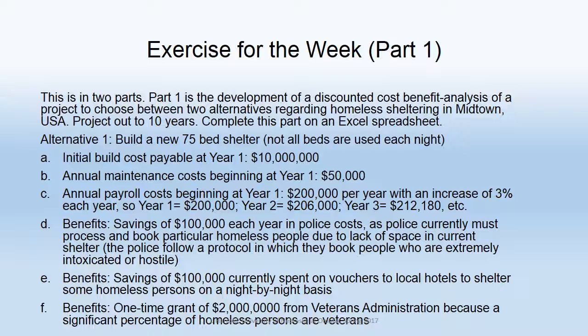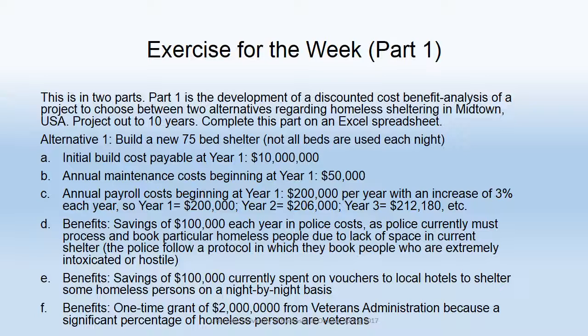So benefits, you're going to save $100,000 each year in police costs, because right now what happens in your city is police have to currently process and book particular homeless people because there's lack of space in the shelter, and they follow a protocol in which they try to focus on those who are extremely intoxicated or hostile. Sometimes those people end up in jail. They typically end up in jail, and not the shelter.